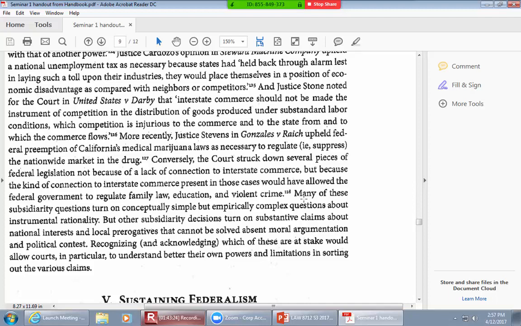Anyway, all right. So let's just go back. It says here, many of these subsidiarity questions turn on empirically complex questions, but other subsidiarity decisions turn on substantive claims about national interests. National interests and local prerogatives that cannot be solved absent moral arguments or argumentation and political contest.